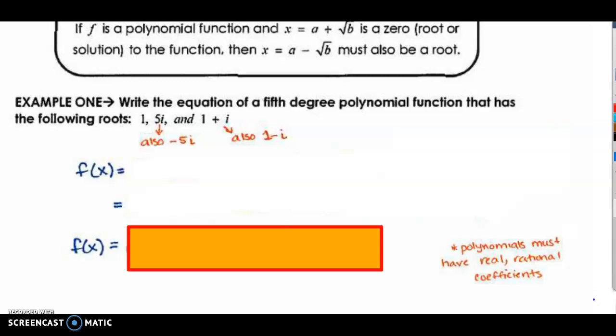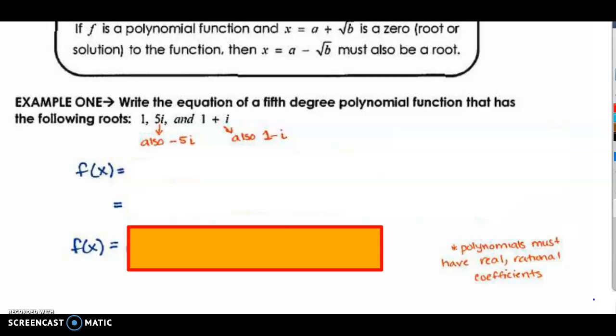This can get a little tricky. So it says, write the equation of a fifth degree polynomial that has the following roots. So that means we should have five roots, okay? Roots, solutions, x-intercepts, all mean the same thing back from Algebra 1. So if we've got a root at 1, that's it, okay? But if we've got a root at 5i, we also have one at negative 5i. And if we've got a root at 1 plus i, we also have a root at 1 minus i.